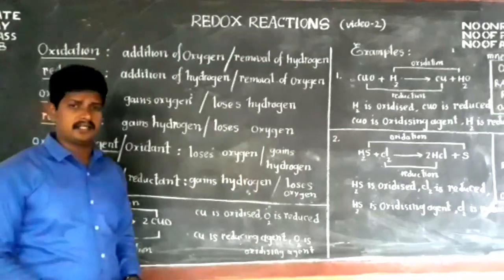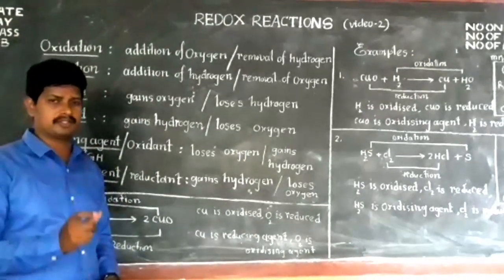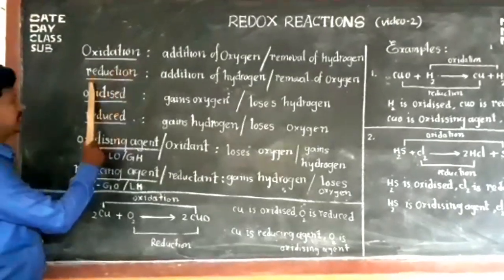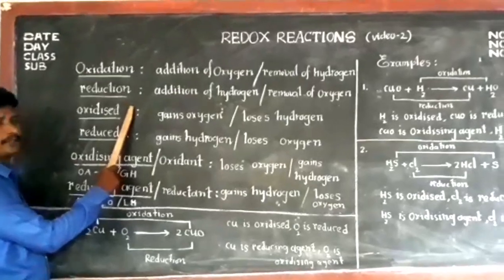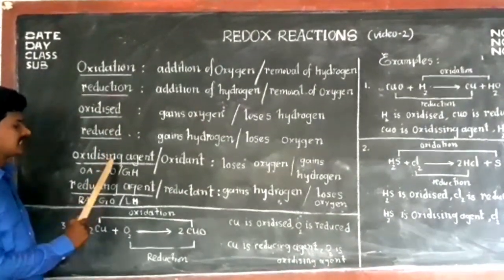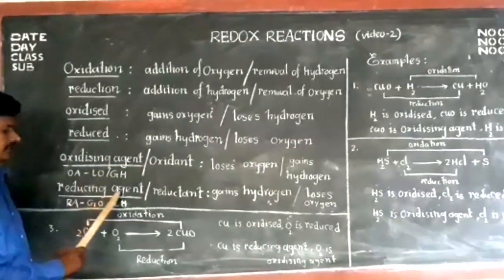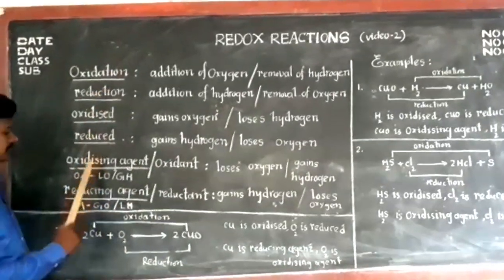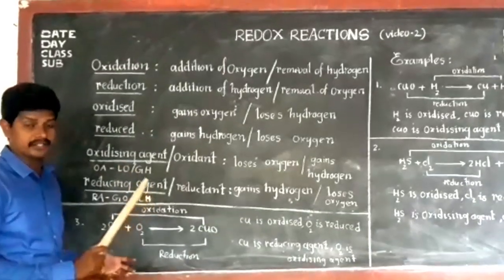In order to understand the topic redox reactions, you must learn some important words. Those are oxidation and reduction. These two we have already discussed in video 1. Next, oxidized, reduced, oxidizing agent or oxidant, reducing agent or reductant. So these are six words, very important before going to learn redox reactions.